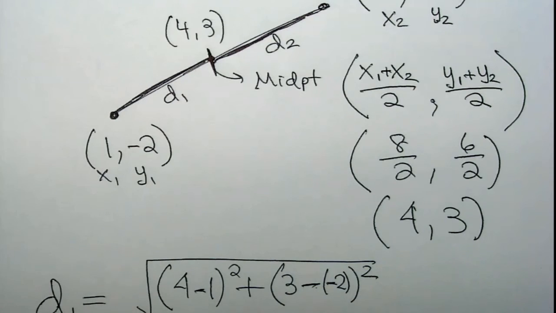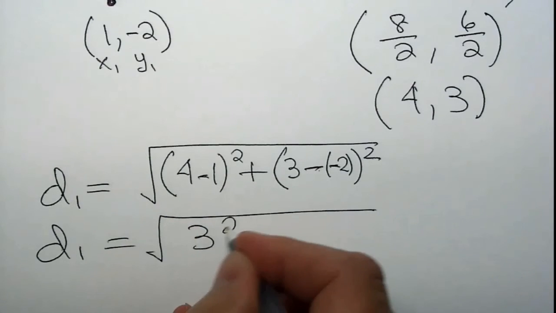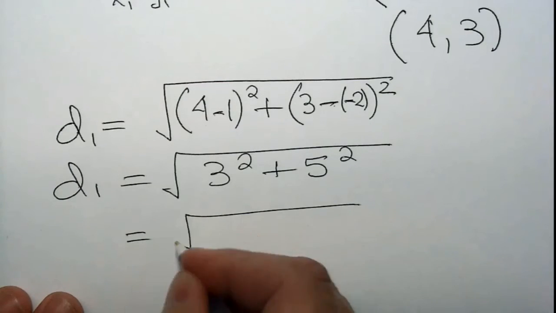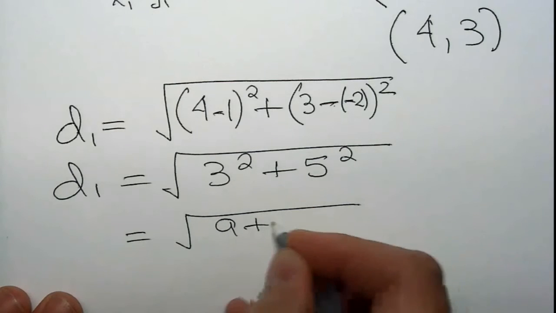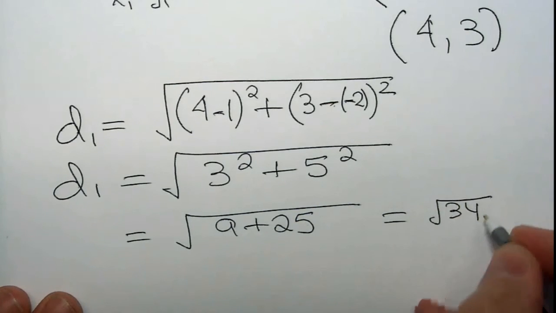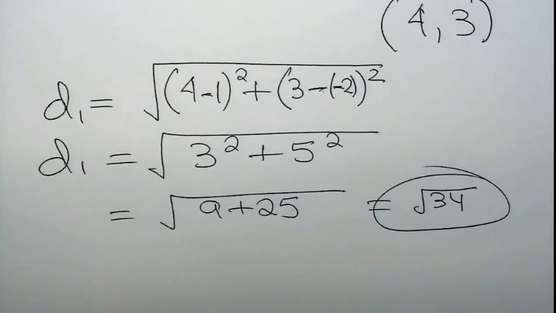So what is distance 1 going to be? Square root of 3 squared plus 5 squared, which is the square root of 9 plus 25, which is the square root of 34. That's in simplest radical form. There's no perfect square hiding out in that number.